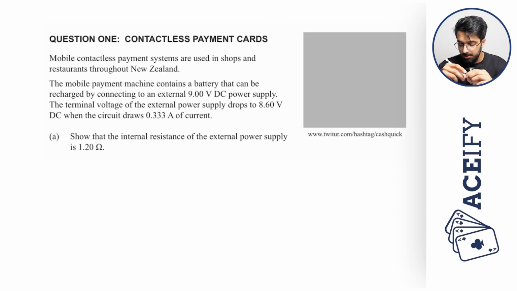Mobile contactless payment systems are used in shops and restaurants throughout New Zealand. The mobile payment machine contains a battery that can be recharged by connecting an external 9-volt DC power supply. The terminal voltage of the external power supply drops to 8.6 volts DC when the circuit draws 0.333 amps of current. Show that the internal resistance of the external power supply is 1.2 ohms.